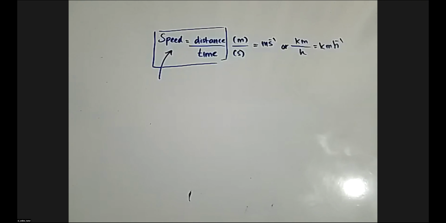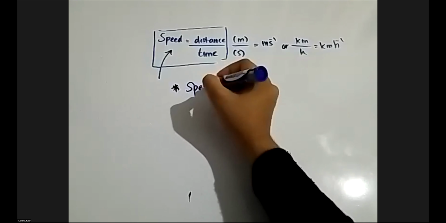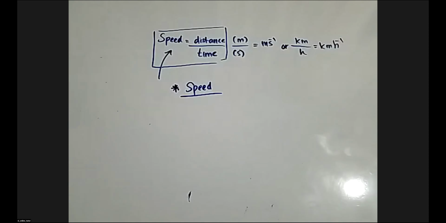Okay. Now write down like this. Star mark. First star mark, speed. Right below that, write: distance traveled by a moving object in a unit time.